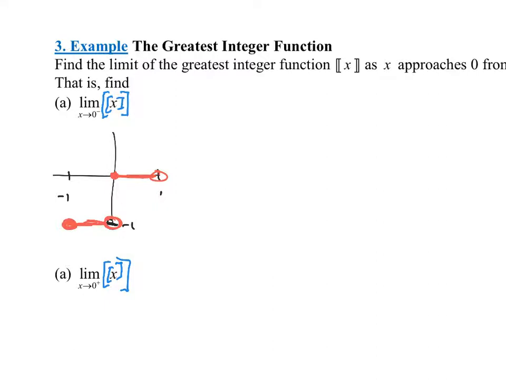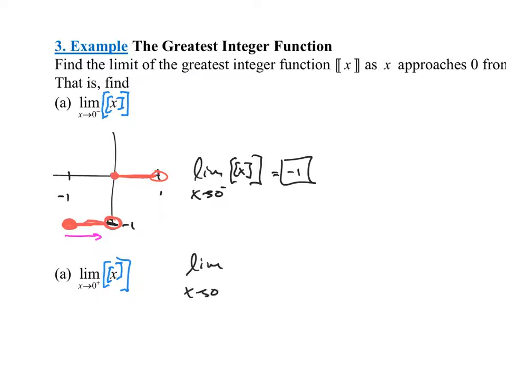So when we look at this and we say, what's the limit as x approaches 0 from the left of this function? Well, looking from the left, what's my y value every single time? The y value is negative 1. Likewise, if I said what's the limit as x approaches 0 from the right of this function, well, look at it. Come from the right, the y value every single time is 0. So that would be our left-sided limit and our right-sided limit.